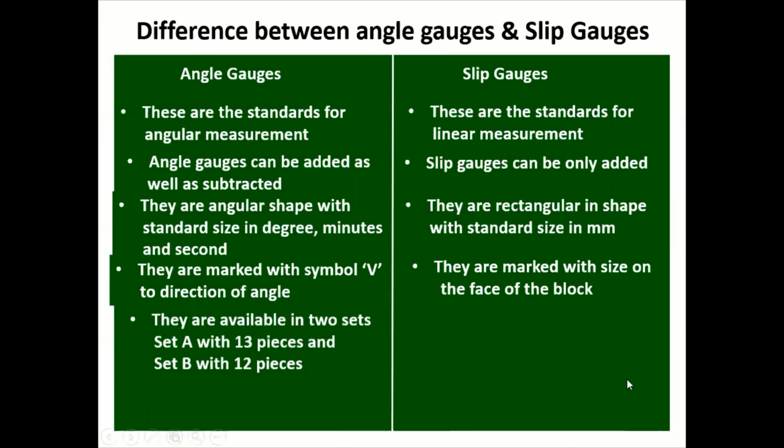They are available in two sets, that is set A with the 13 pieces and set B with the 12 pieces. And I can say the 90-degree block is there along with them. But they are available in M45, M83, M87, M112 sets. Now, what that M means, when I'm talking M45, it means all the slip gauges are in mm in that slip gauge box.